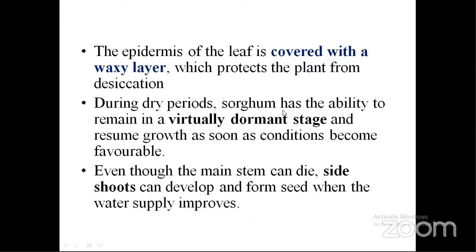And during dry periods, it has the ability to remain in a virtually dormant stage. That means if there is moisture stress, it will press the pause button and go to a dormant stage, and it will remain in that dormant stage for a period of time. And if conditions become favorable, then it resumes growth. Just first, if moisture stress is there, it goes to a dormant stage till favorable conditions are available. If favorable conditions, that means if adequate moisture content is present, again it resumes growth.